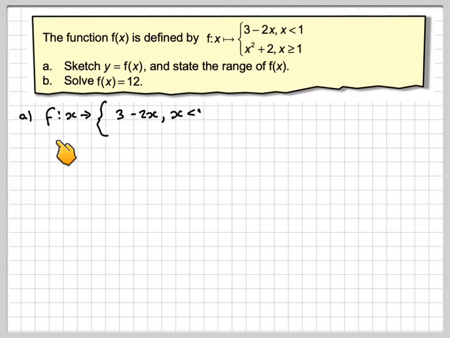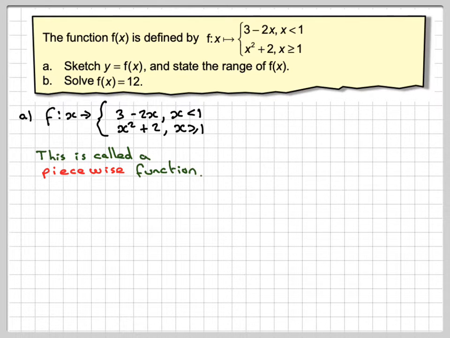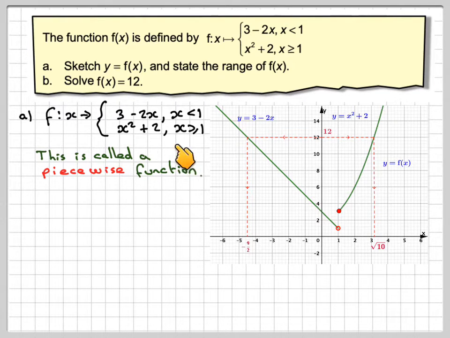Okay, so we've got this function. It's defined differently at different values of x, so this is what's known as a piecewise function. If you draw the graph, for x less than 1, with an open circle here, it will behave as 3 minus 2x, so we get a straight line here. Then for values of x greater than or equal to 1, it will behave as x squared plus 2. So this is why this is a curve.